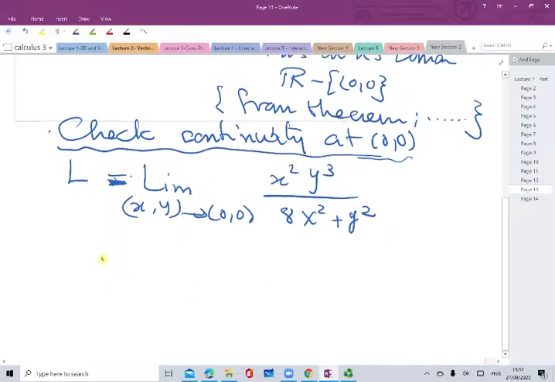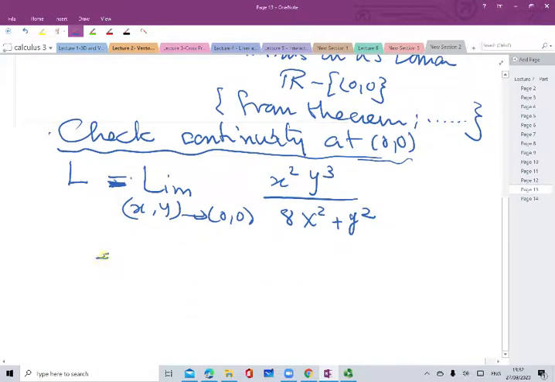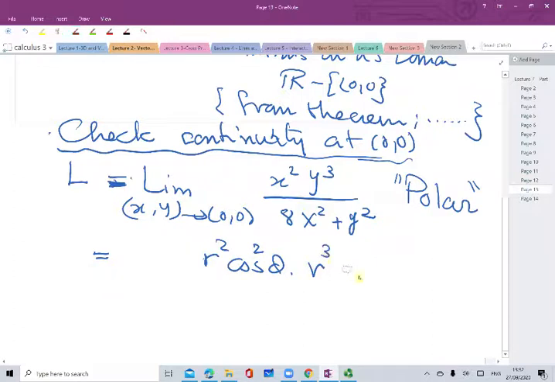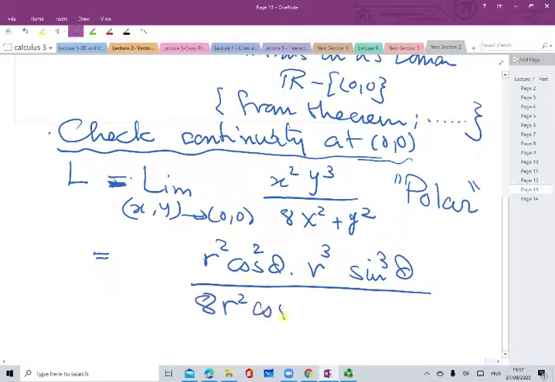Now if I did the job here using polar immediately, let's start with the polar method. Then I'll transform to the polar coordinates. x becomes r squared cosine squared theta, y cubed will be r cubed sine cubed theta over 8 r squared cosine squared theta plus r squared sine squared theta. All I'm doing is substituting with the values.